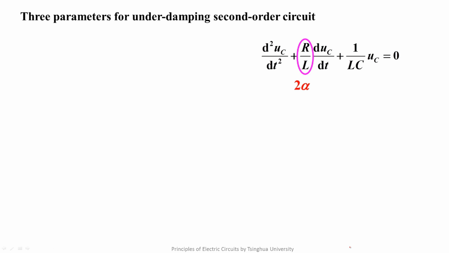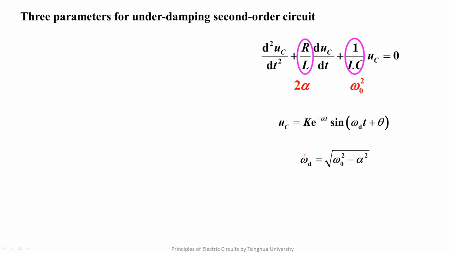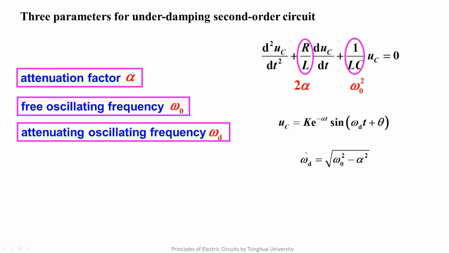At the end of this lecture, we will discuss several parameters of the second order underdamping dynamic circuit. We will discuss them using UC as a variable. We have defined R over L as 2 alpha and 1 over LC as omega 0 square. Since it's underdamping, its B square minus 4AC is smaller than 0. We give the definition of omega D. Here we give the definition of alpha, omega 0, and omega D.